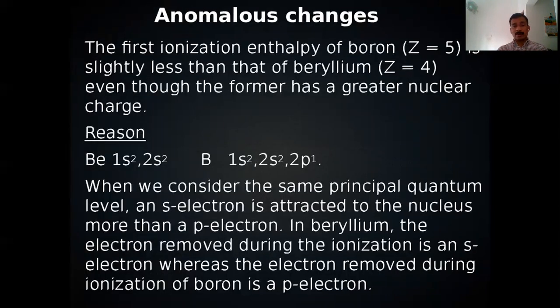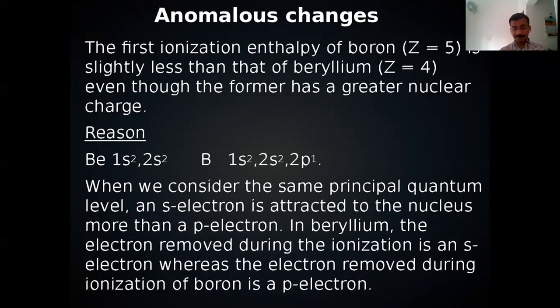Anomalous changes, as we already mentioned. The first ionization enthalpy of boron is slightly less than that of beryllium. Actually, we are expecting the opposite. As we move from left to right, what happens? Ionization enthalpy increases. But from beryllium to boron, what is happening? The ionization enthalpy decreases as we move from beryllium to boron. Boron is atomic number 5 and beryllium is atomic number 4.